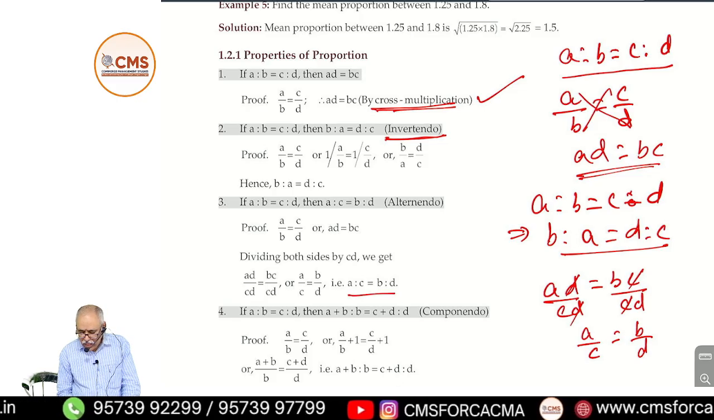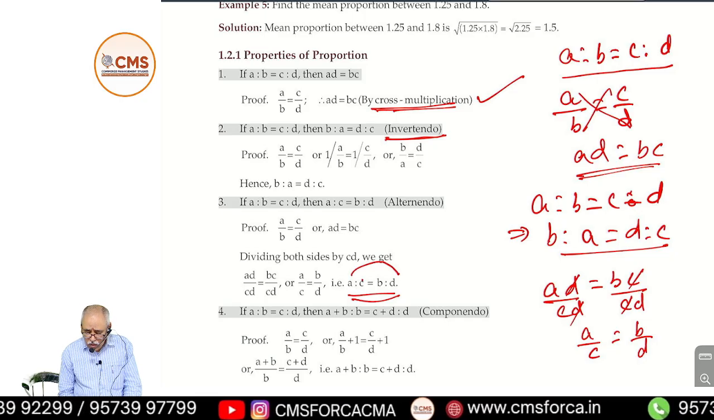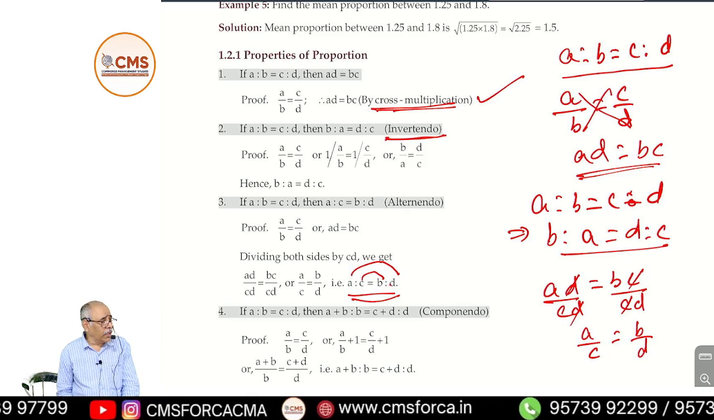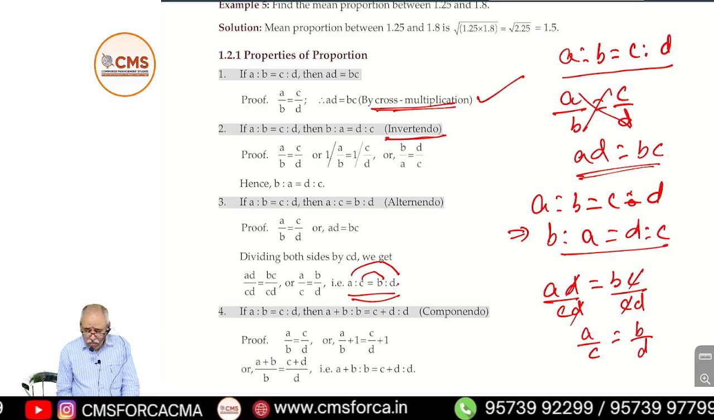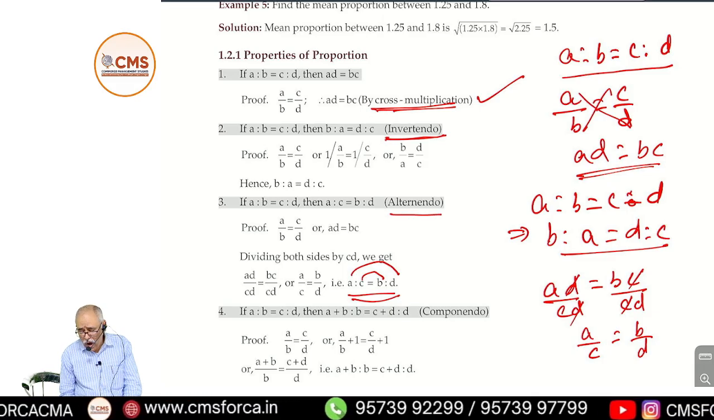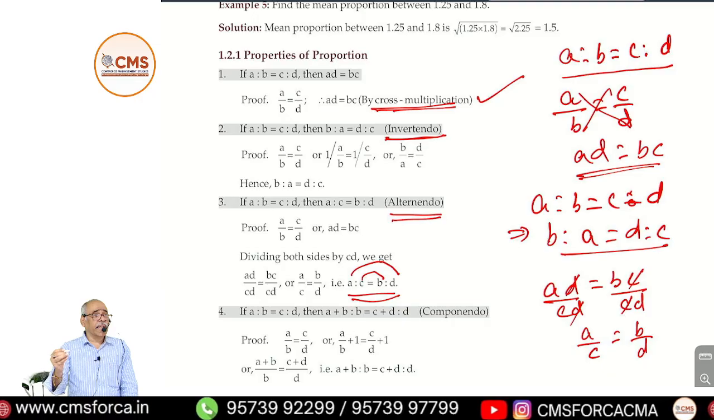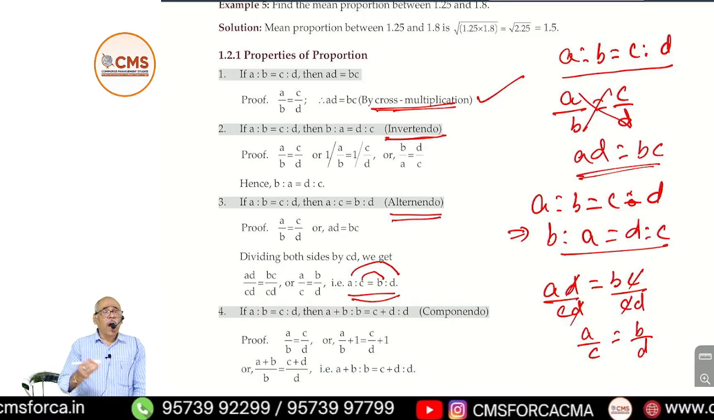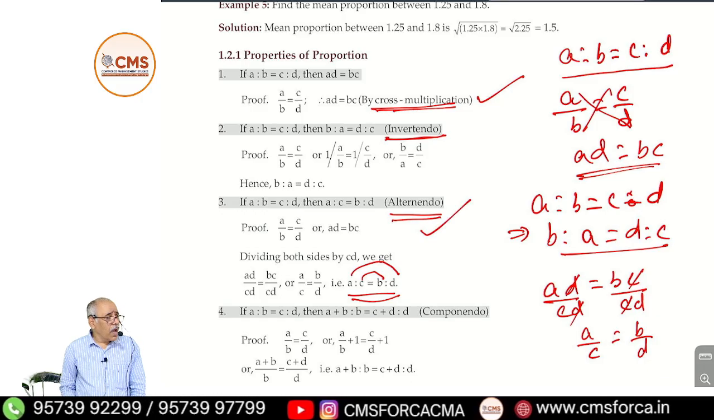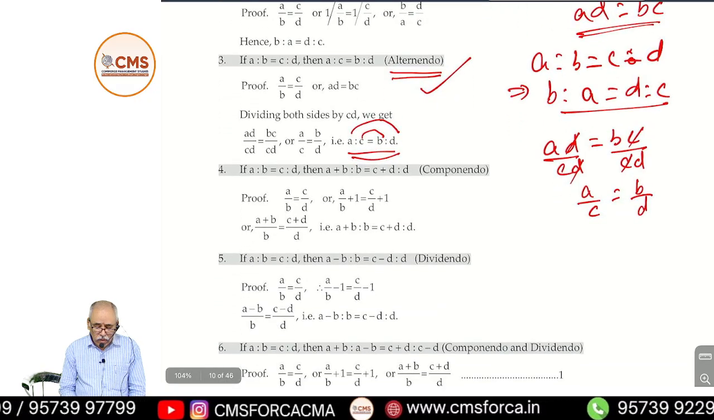So for this property also, if you apply product of extremes is equal to product of middle terms, you get AD equal to BC only. Same result you got. So here what we did, we altered the first denominator and second numerator. That is why this property is called alternando. This property is alternando. Next one is componendo.